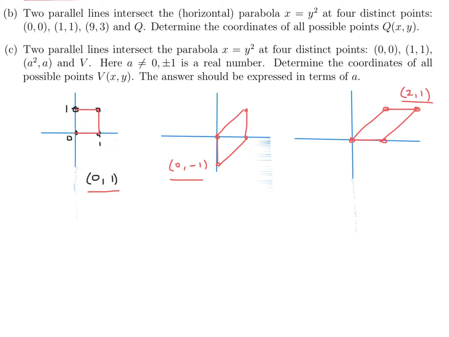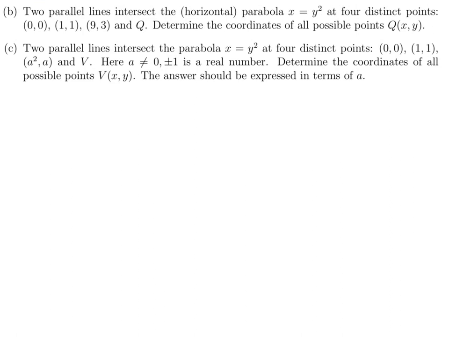Two parallel lines intersect the horizontal parabola x = y² at four distinct points: (0, 0), (1, 1), (9, 3), and Q. Determine the coordinates of all possible points Q(x, y). I think the first thing is just to draw a sketch of what this looks like, and then we can talk about it.